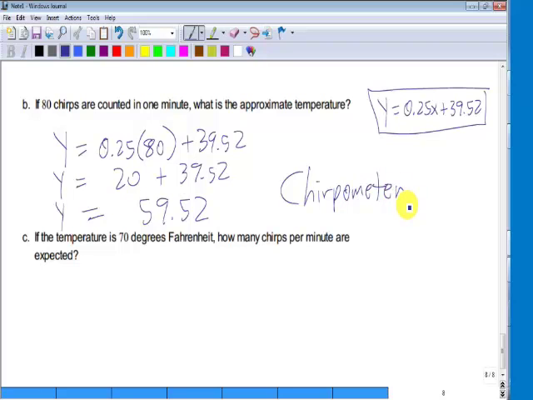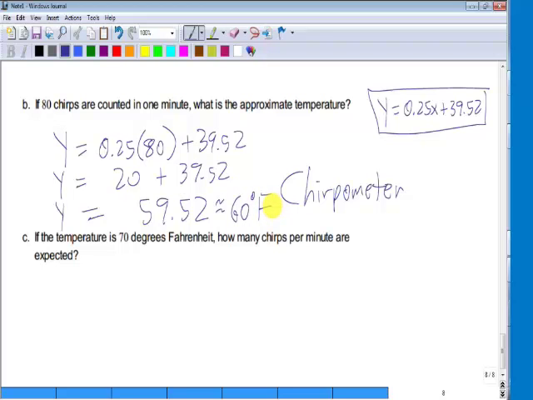chirpometer. Okay, a way of actually measuring temperature by counting cricket chirps. But even if you successfully are able to estimate the temperature, I don't know that you want to express it to the nearest hundredth of a degree. I mean, there are some thermometers that might be more accurate than others, but if you're using a chirpometer, I would think if you could get it within a few degrees, you should feel really good about yourself. So let's call it 60 degrees Fahrenheit.